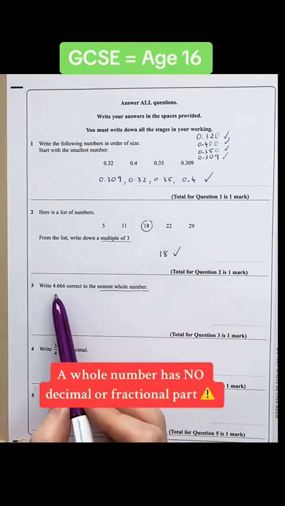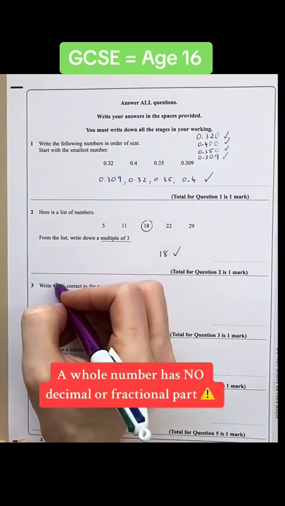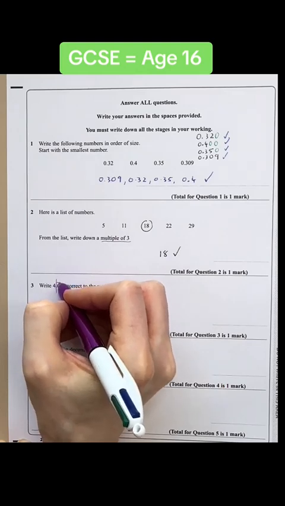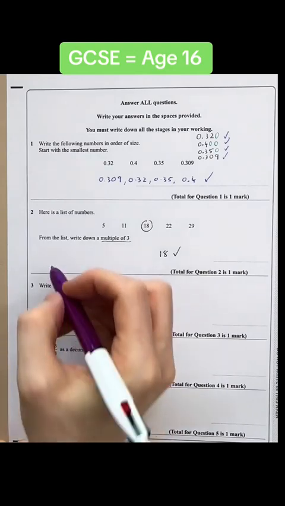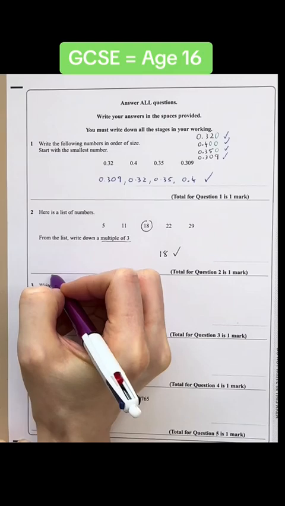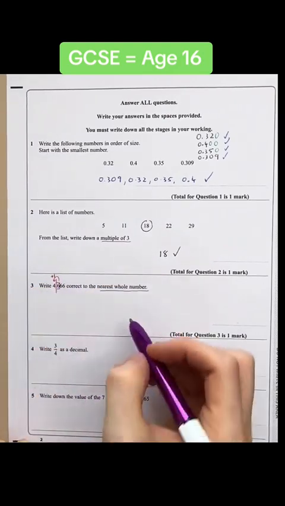Our whole number has no decimal part. So at the decimal point, I'm going to draw a line. The number to the right of my decimal, that's called my decider. If my decider is 5 or more, I round up the previous digit. So as 6 is 5 or more, I round up the previous digit. So 4 add 1 becomes 5.